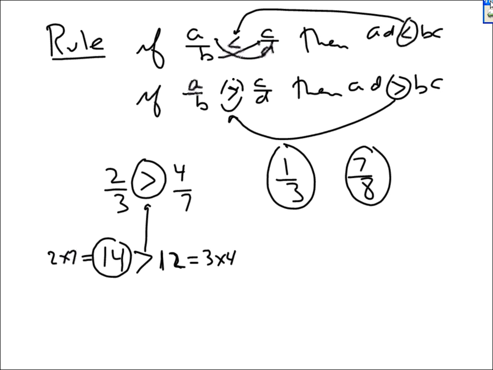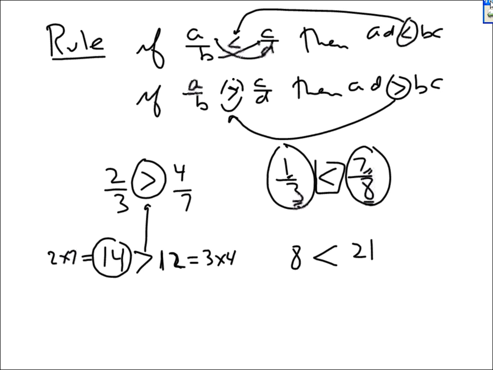Okay, we know what the answer is, but let's do the cross multiplication. You multiply the 8 by the 1 and you get 8. The 3 by the 7, you get 21. Between 8 and 21, 8 is smaller, so the symbol goes that way. That's the same symbol that goes up there. You cross multiply, you can figure this out.